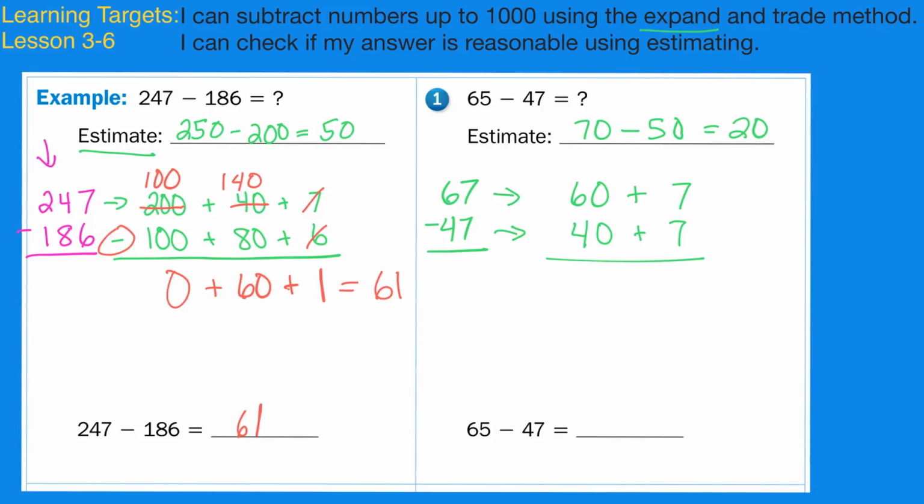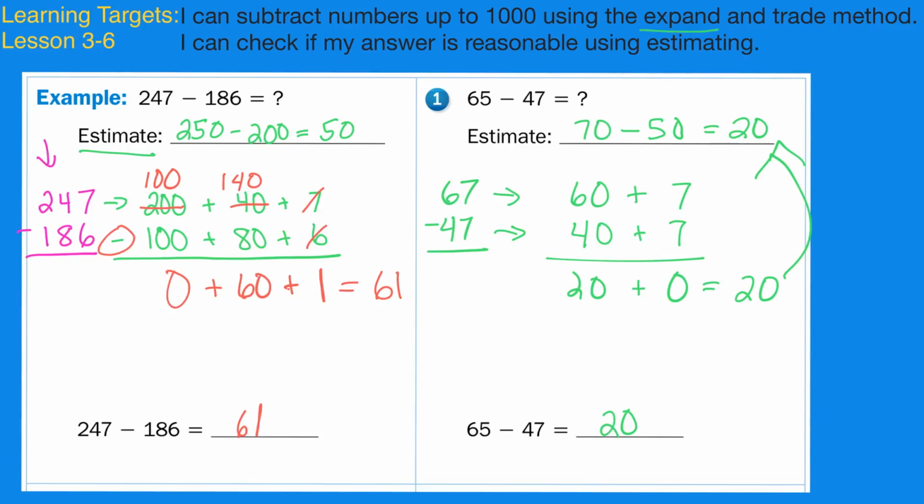Now that I've expanded it, I'm going to subtract the ones. 7 minus 7 equals 0. Keep my plus sign here. 60 minus 40 equals 20. Now I'm going to add up my 1s and my 10s. 20 plus 0 equals 20. It just so happens our estimate and our answer are exactly the same.